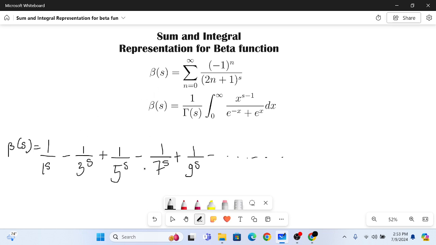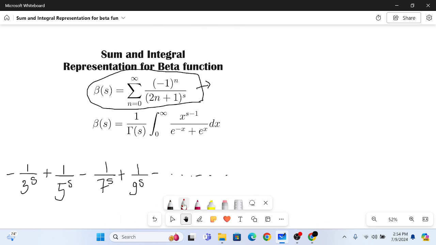Now, if we write this sum in terms of summation notation, it will just be this one over here. Because the first term has a positive sign and the next a negative sign, we have minus 1 to the power n, and 2n plus 1 just gives the odd terms. So this summation notation is just trivial. Now from this summation notation, let's try to get this integral representation.